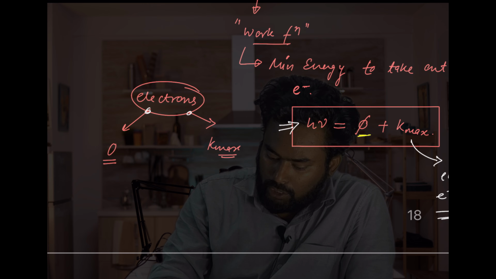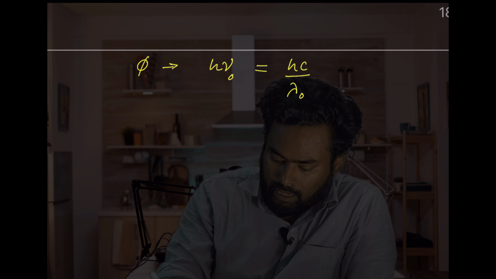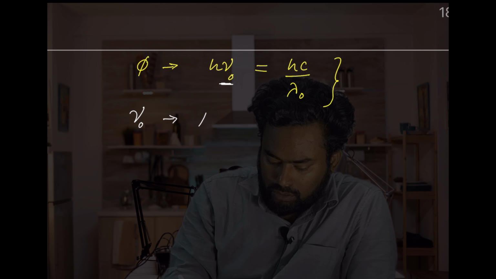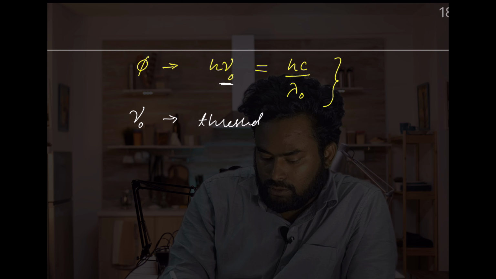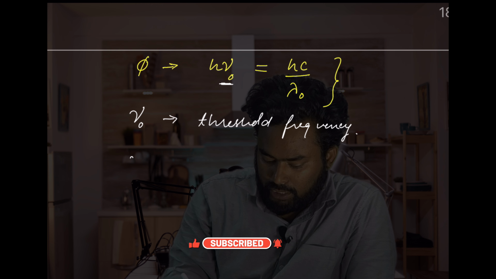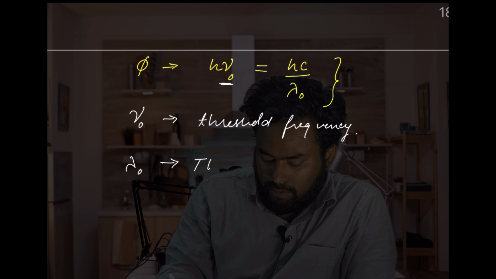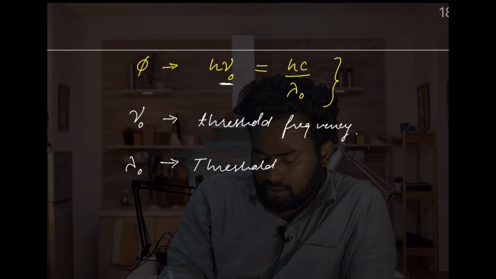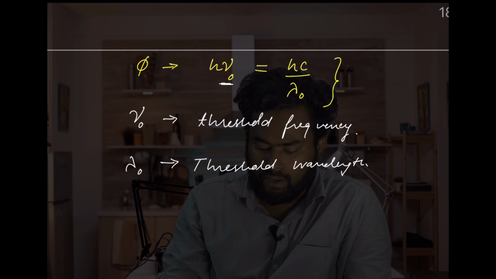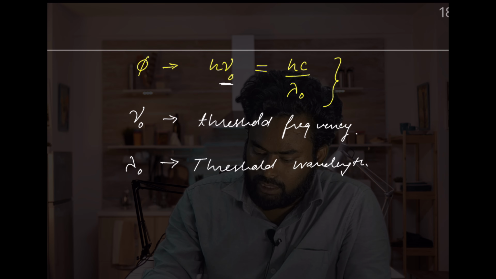Now if I talk about phi here, phi is the minimum energy, the work function. The work function can also be written as h nu naught, or as hc by lambda naught. Here, what will nu naught be? Nu naught will be the threshold frequency. Similarly, lambda naught will be the threshold wavelength. Okay, this is clear.